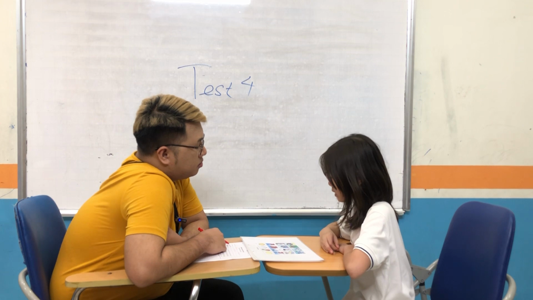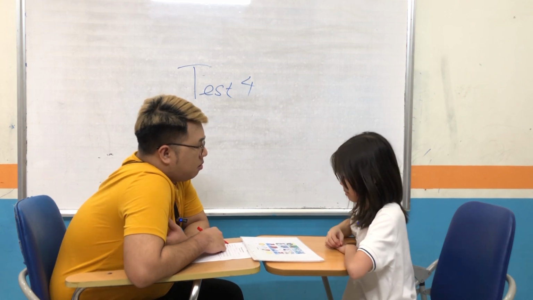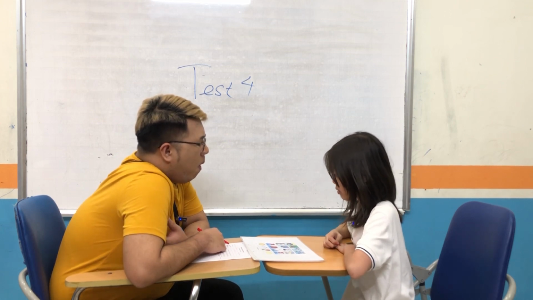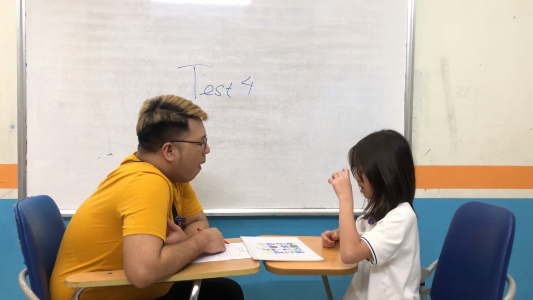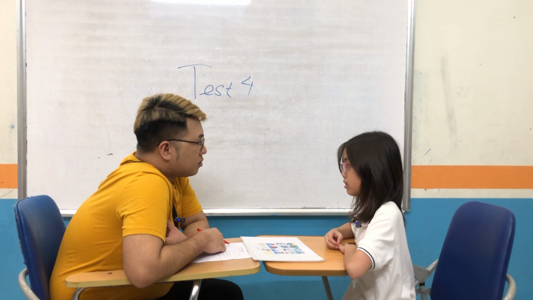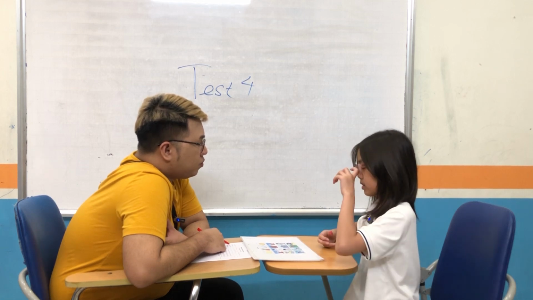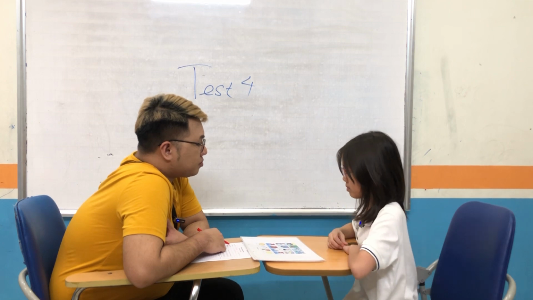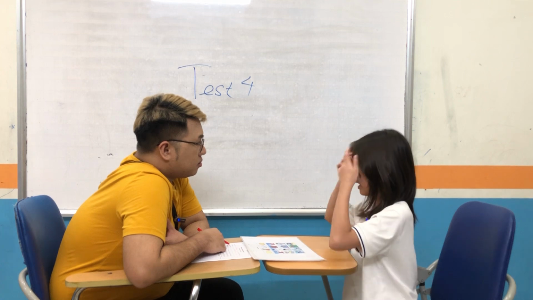Picture four is different because pictures one, two, three are, what are they doing? They watch TV, cooking and play.